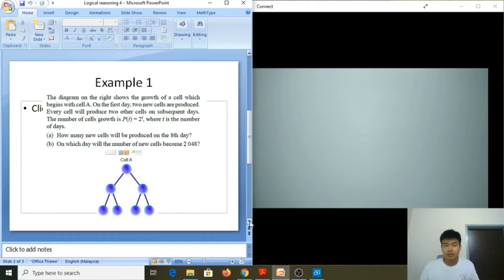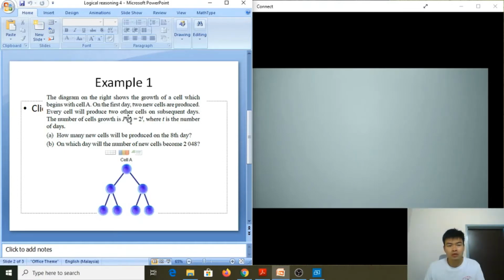So example 1. The diagram below shows the growth of a cell, which begins with a cell A. On the first day, 2 new cells are produced. Every cell will produce 2 other cells on subsequent days. The number of cells grown is Pt equals 2 to the power of t, where t denotes the number of days. How many new cells will be produced on the 8th day? That is the first question. Second question, on which day will the number of cells become 2048?